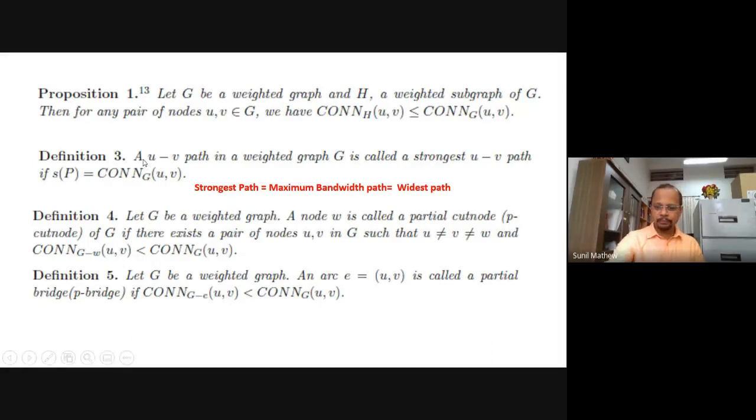Now, a similar result is applicable for edges also. Imagine a partial bridge. Partial bridges are not necessarily like bridges, but any bridge is a partial bridge. Suppose there is a wide bridge and a narrow bridge. The wide bridge may be a partial bridge, but the narrow bridge need not be, right? So that is the idea of a partial bridge.